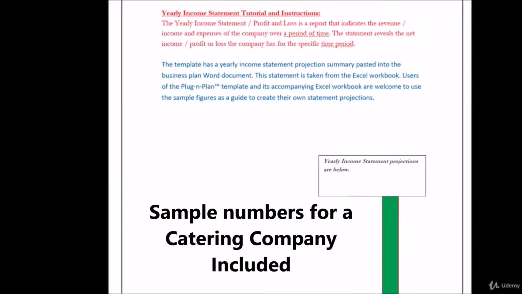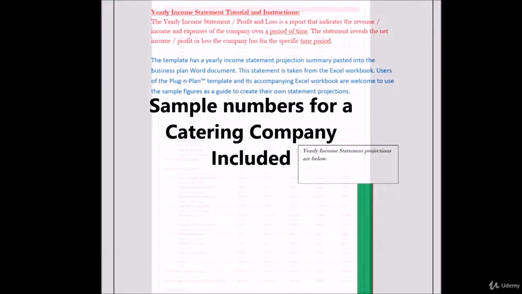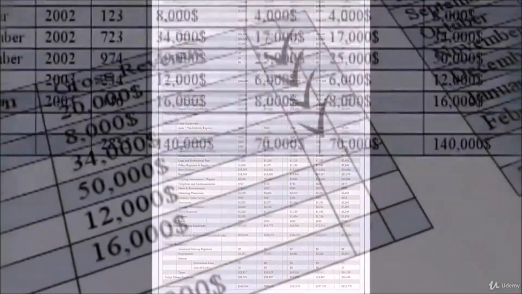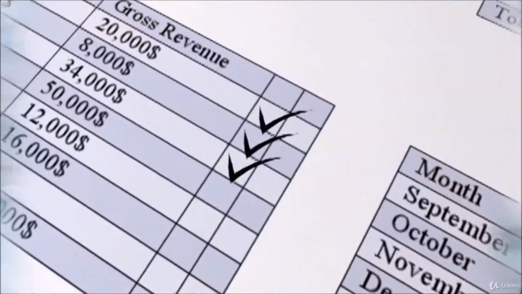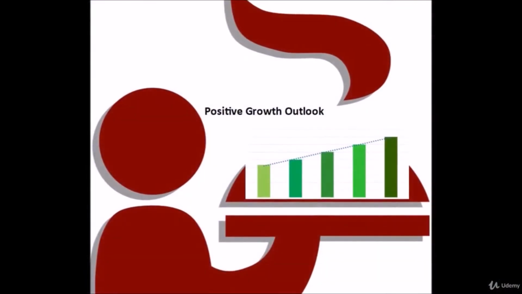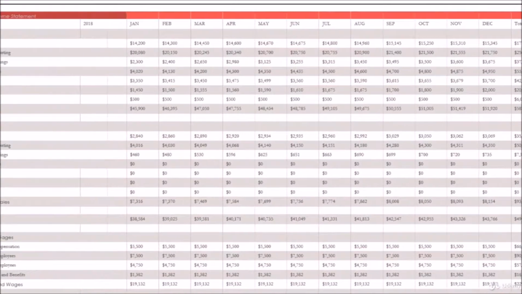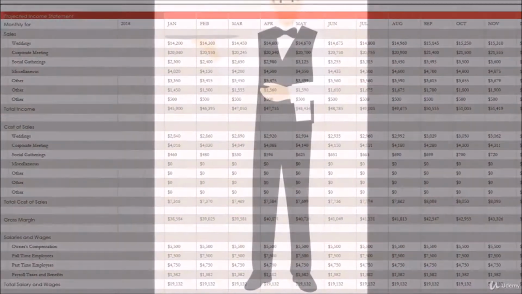Yearly Income Statement Tutorial and Instructions. The yearly income statement and profit and loss is a report that indicates the revenue and income and expenses of the company over a period of time. The statement reveals the net income and profit or loss the company has for the specific time period.